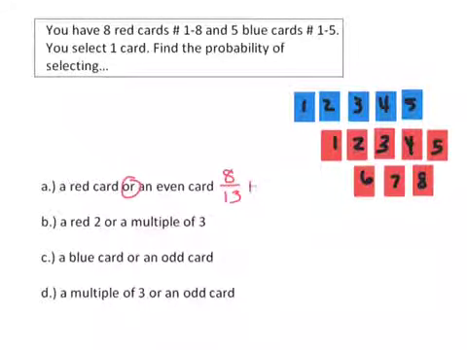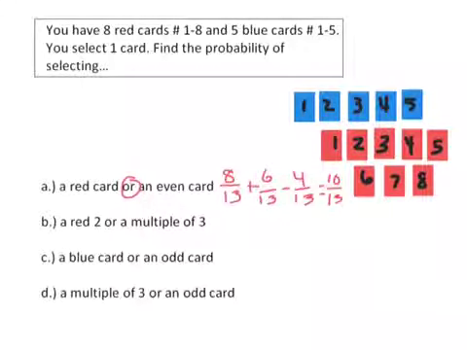Plus the probability of getting an even card. So even cards are 1, 2, 3, 4, 5, 6. So there are 6 even cards we could draw out of 13. And then we need to subtract the overlapping cards, the cards that we counted in both. And that would be 2, 4, 6, and 8. The even red cards. There's 4 out of the 13. So when we do our math here, we're going to end up with 10 out of 13.